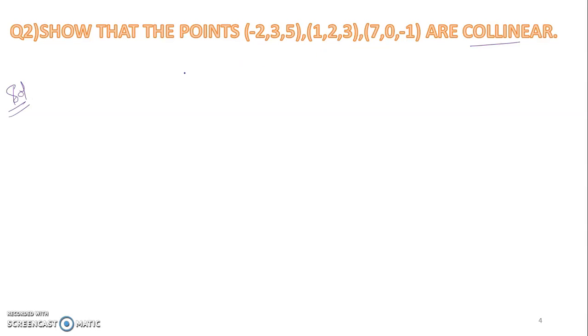So let this be A, minus 2, 3, 5, and let this be B, 1, 2, 3, and let this be C, 7, 0, minus 1. Now when it is saying collinear, sum of two sides, this means AB plus BC is equal to CA. It can be any side students. You have to just show that the sum of two sides will be equal to the third side. That is what is important.